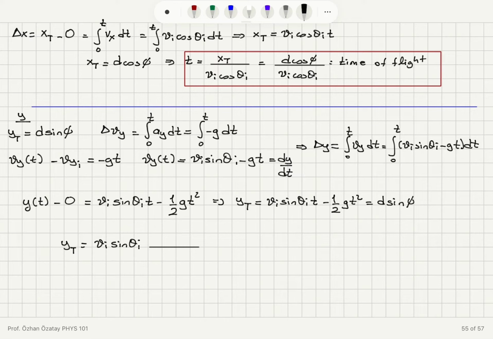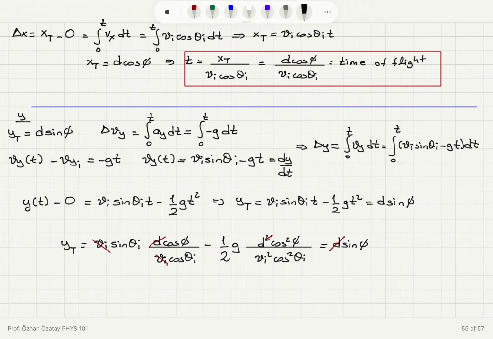I can substitute that here. So it is d cosine phi divided by vi cosine theta initial minus 1 over 2 g t square. So I have to take the square of this time of flight: d square cosine square phi divided by vi square cosine square theta initial. This must be equal to d sine phi. Now you can see that this d will get rid of this d and this d. And I also have these vi's cancelling here.